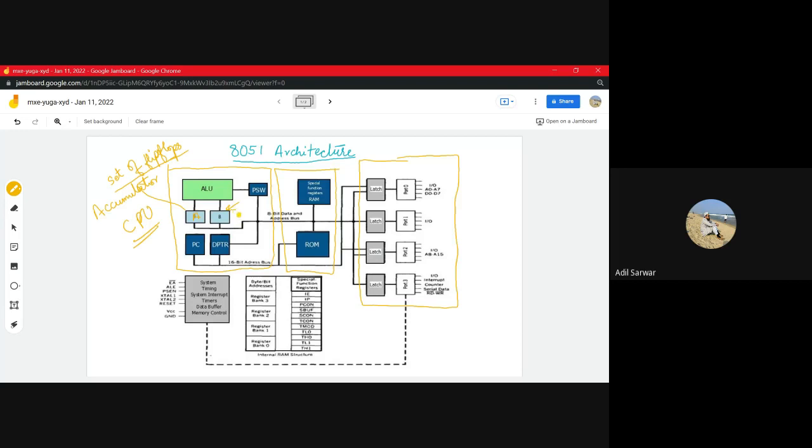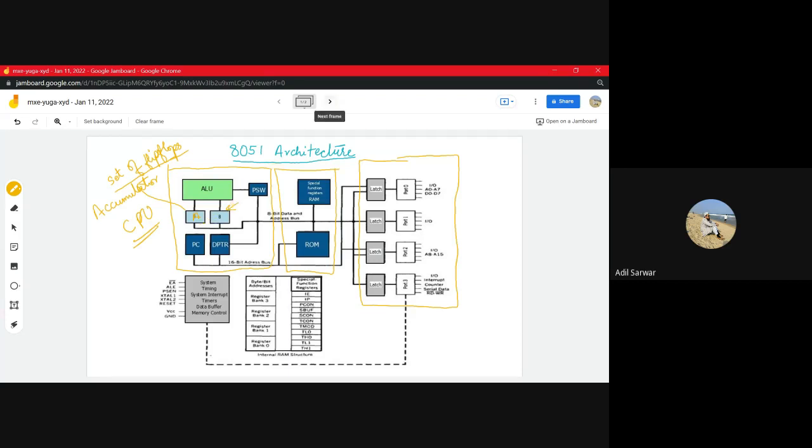And then we have another register, which is B. B is important in the sense that it is the only register used in multiplication and division operations. No other register is used along with A in multiplication and division.